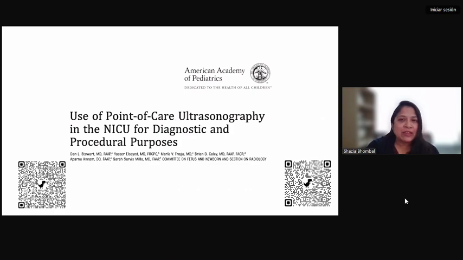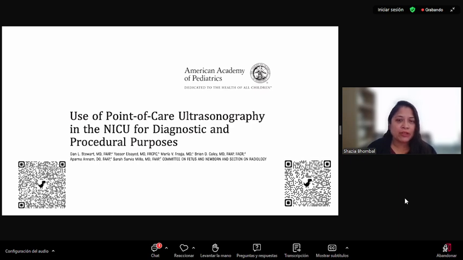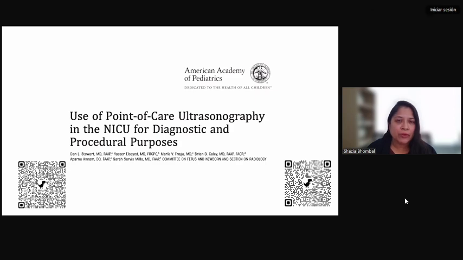And then finally, the document that came out that was so important for us very recently, in the past couple of years: the use of point-of-care ultrasound in the NICU for diagnostic and procedural purposes. This was really a landmark for us because the AAP deemed that POCUS is necessary, that there is utilization and need for it in the NICU. And so this really helped us have the credibility and the guidance to be able to put together and put out guidelines and development for POCUS programs within the US.